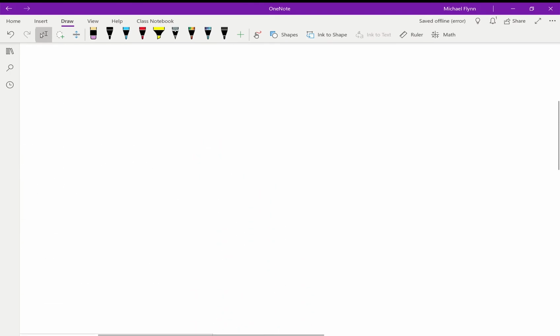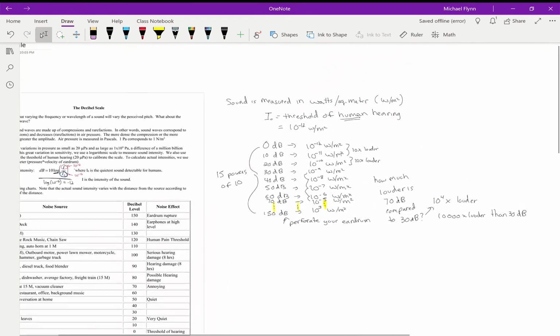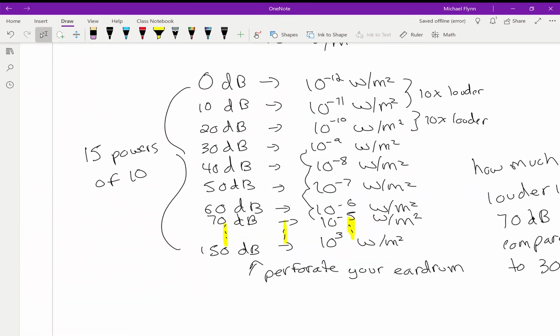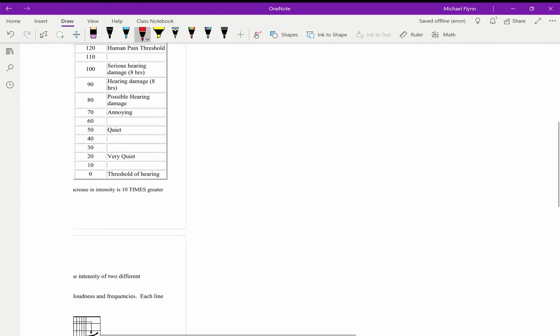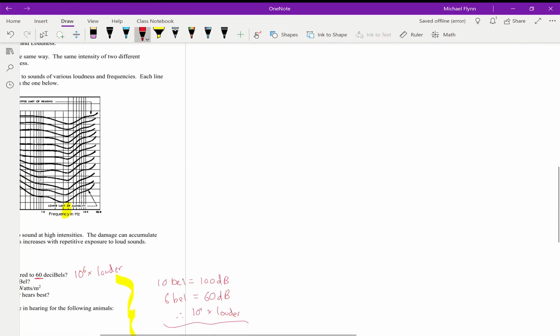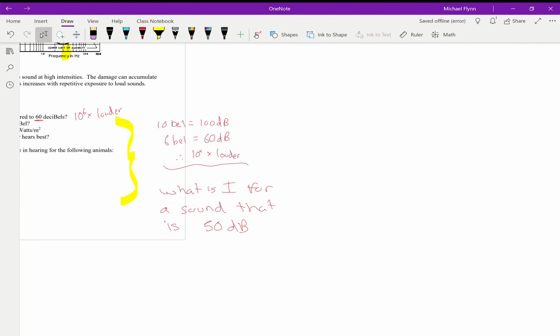If you don't like that, you can just go to the chart. 50 decibels would be 5 powers of 10 higher than 10 to the negative 12. So it's 1, 2, 3, 4, 5. That's 10 to the minus 7 watts per square meter. You can just use the chart and write it down like that. That corresponds to 10 to the minus 7 watts per square meter. Okay, guys, there's the decibel scale. I hope that clears it up for you, and we'll talk again soon.